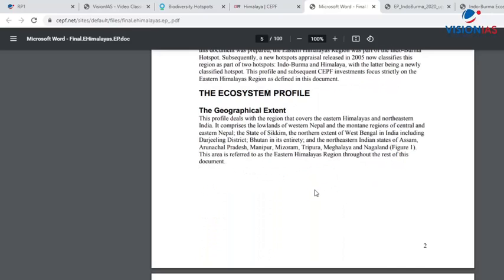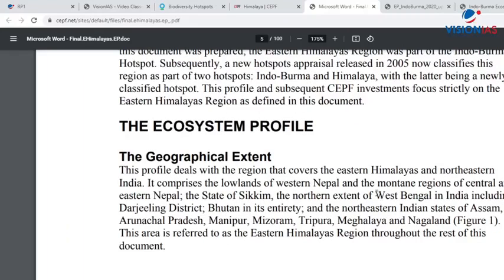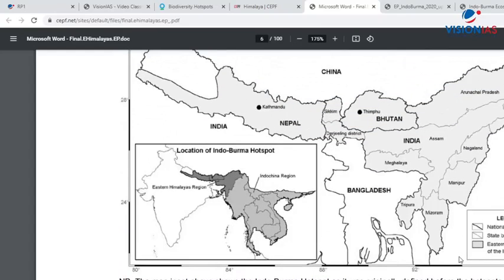Geographical extent. Now look here. To make it very clear, I have opened this document here. Can you see this? North Bengal, West Bengal area, Darjeeling district of West Bengal. See what is given as the geographic extent here: Himalayas, the region of northeastern India. Now you can see what is given here: state of Sikkim, northern extent of West Bengal, India, North Bengal, Darjeeling district, Bhutan, northeastern Indian states of Assam, Arunachal Pradesh, Manipur, Mizoram, Tripura, Meghalaya, and Nagaland. And you can see what you find in this map also. Darjeeling. Can you see here? Darjeeling district.